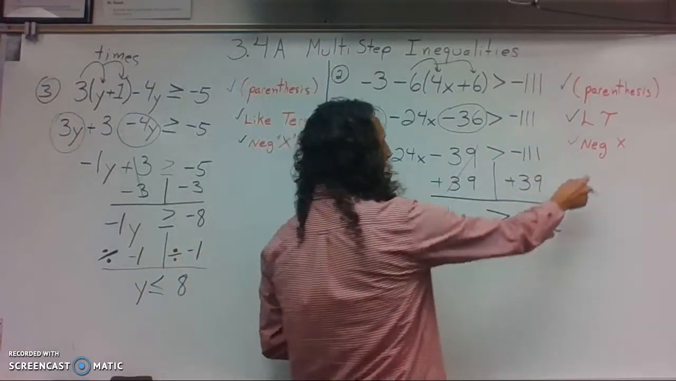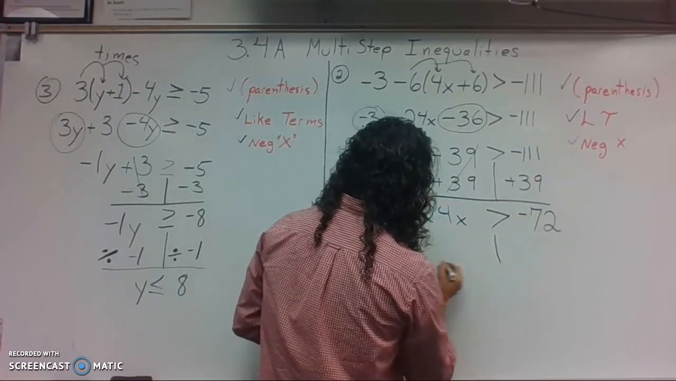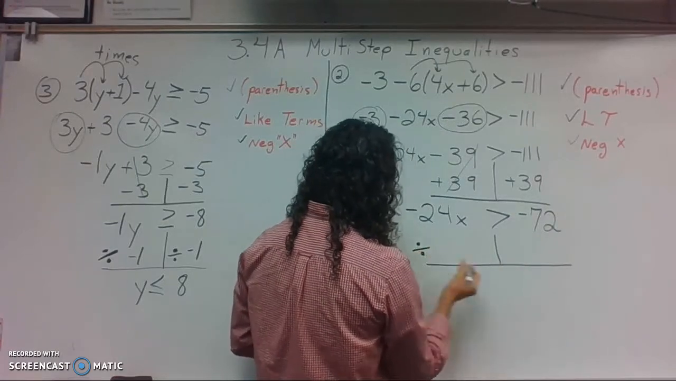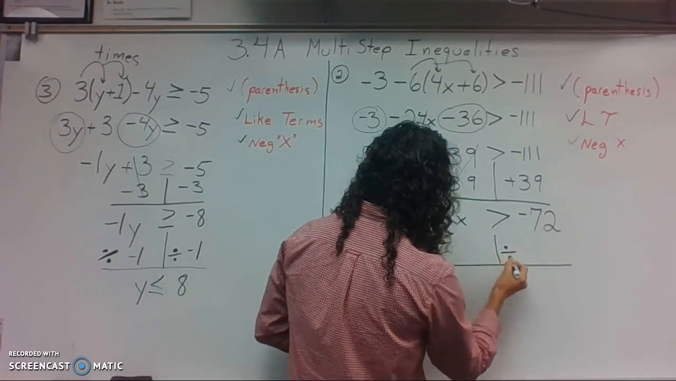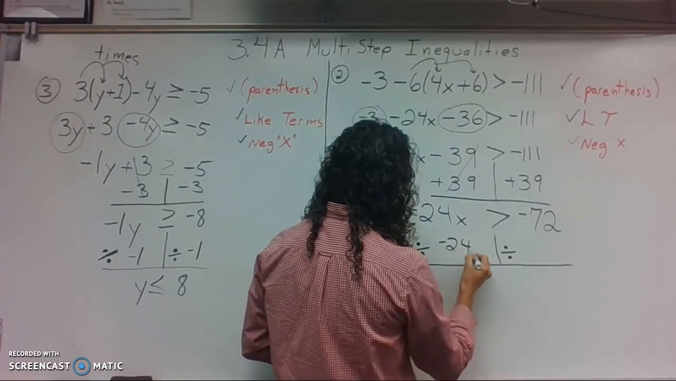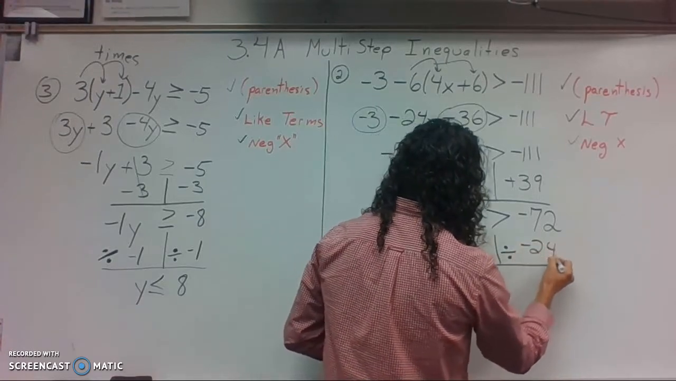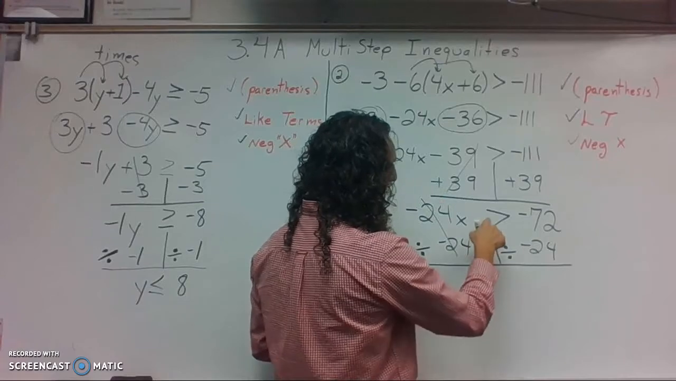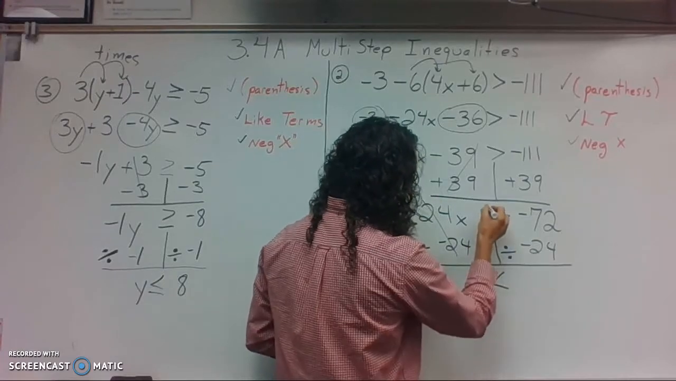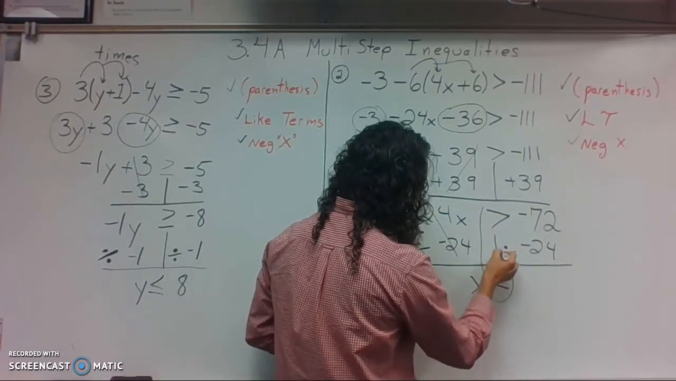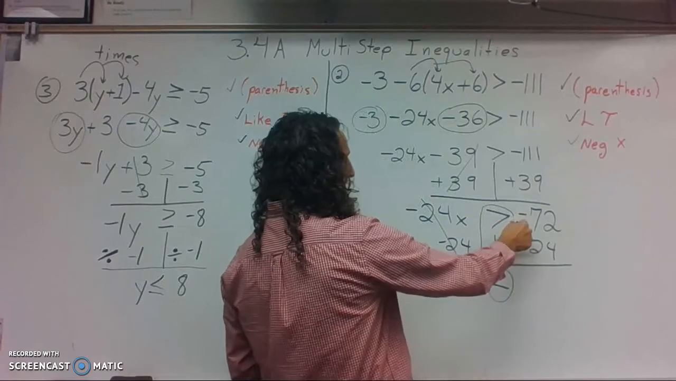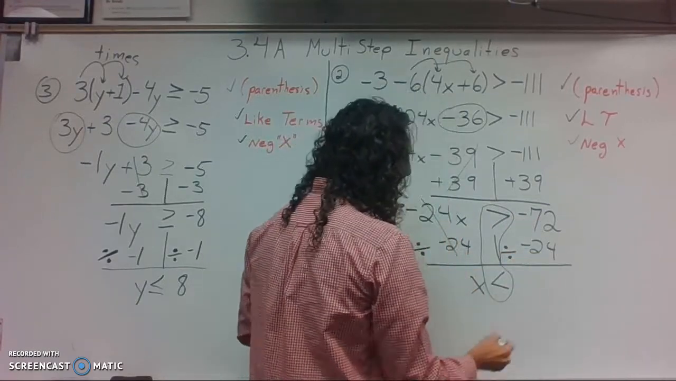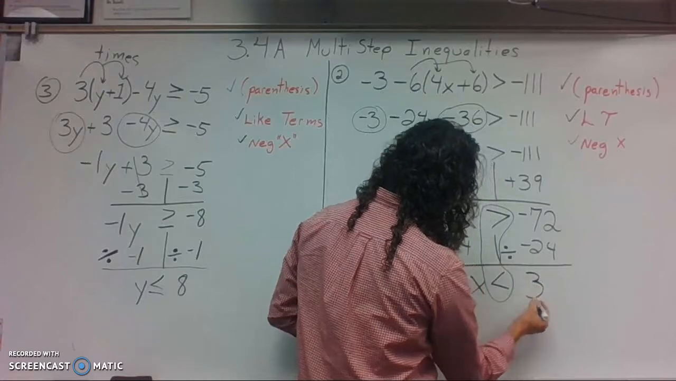And then we're watching out for this negative again. So the opposite is divide. It is not plus. Divide, and it's dividing by a negative 24. That means these do cancel out. The x falls down. Switch. Okay? And then negative 72 divided by negative 24 is a positive 3.